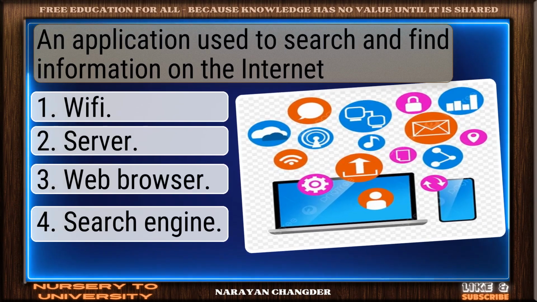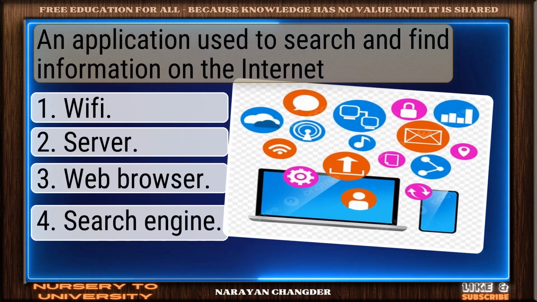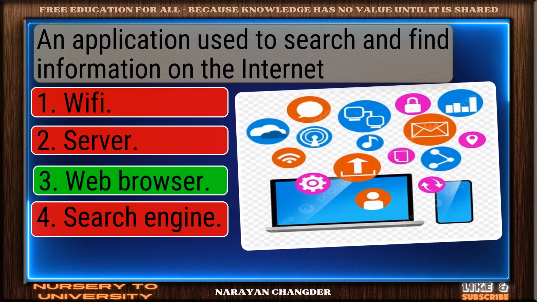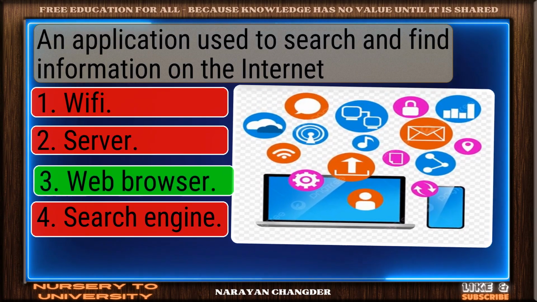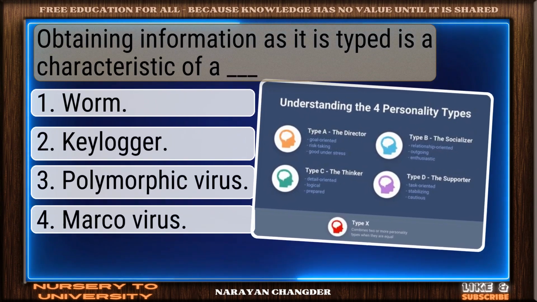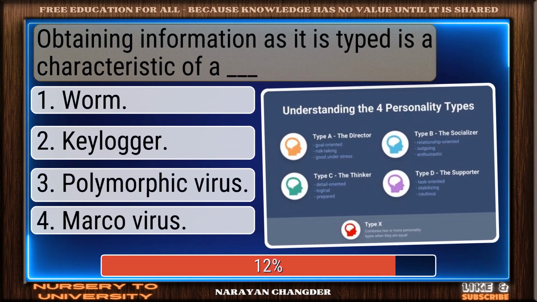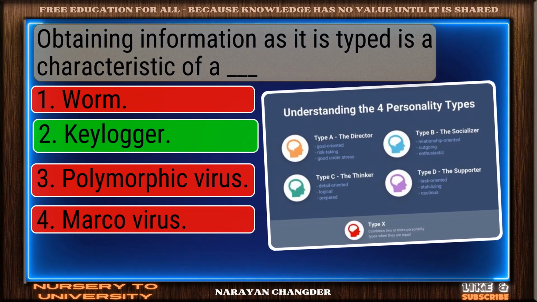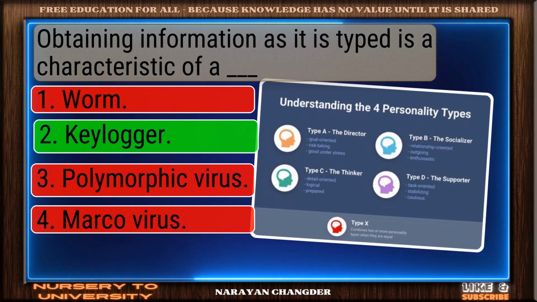An application used to search and find information on the internet. Well done. Web browser is right. Obtaining information as it is typed is a characteristic of a dash. Smart move. Keylogger is accurate answer.